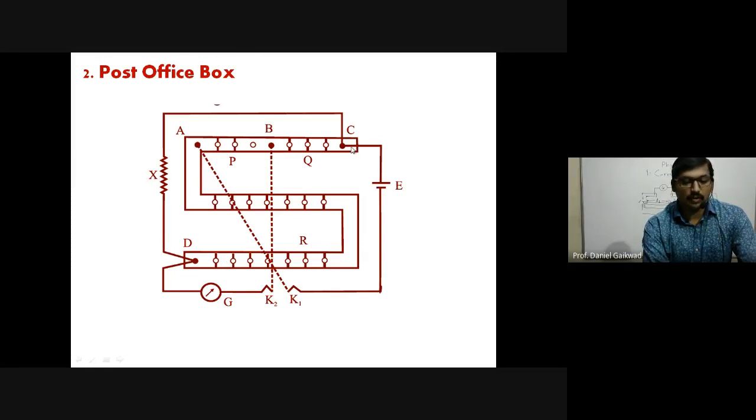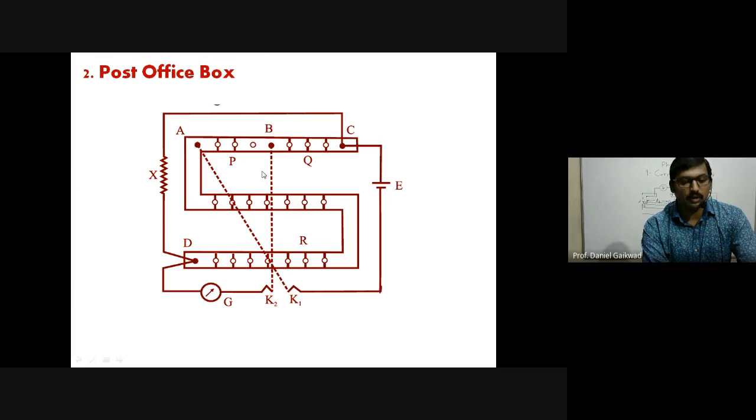Again, the supply is given between A and C. Check carefully. From point A, this dashed line, key K1, goes to the negative, and the positive goes to point C like this. So between A and C, we have connected the cell or battery having EMF E. Then next, we connect B and D through a galvanometer G. From point B, we have key K2 and galvanometer G, and then point D like this. So this will be the circuit diagram for the post office box.